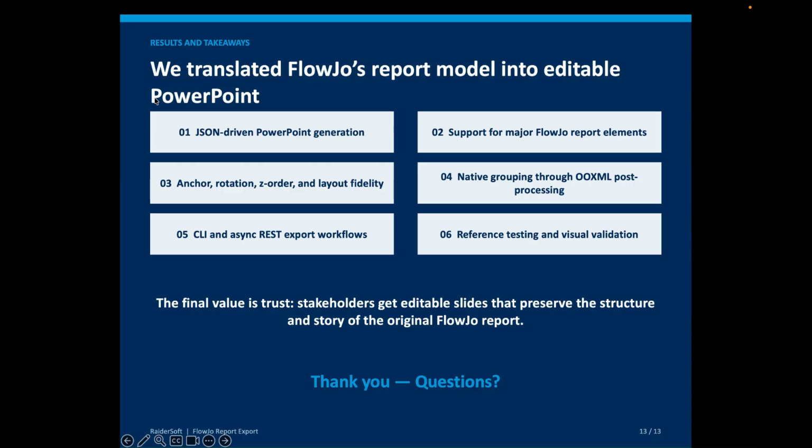This project demonstrates that complex FlowJo reports can be transformed into editable PowerPoint presentations while preserving their structure and meaning. We successfully supported the major report elements, maintained layout fidelity through anchor and rotation calculations, and preserved grouping behavior through native PowerPoint groups. Beyond the exporter itself, we also built validation tools, regression testing workflows, and both CLI and REST-based export options. The biggest takeaway is trust. Scientists and stakeholders can work from the exported PowerPoint knowing that the information, layout, and relationships from the original report have been preserved.